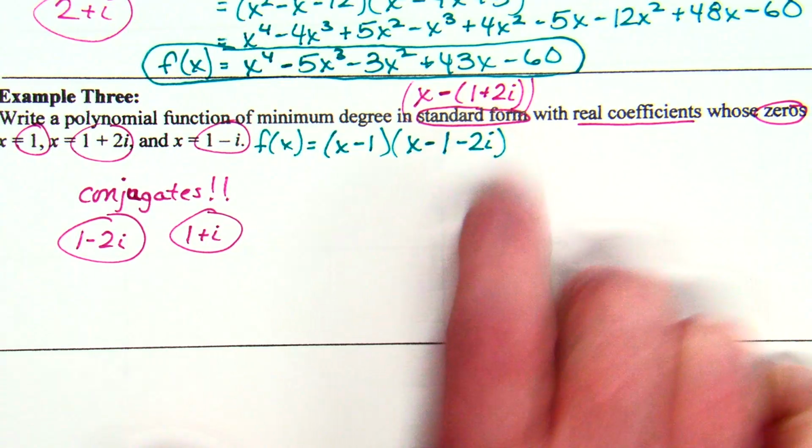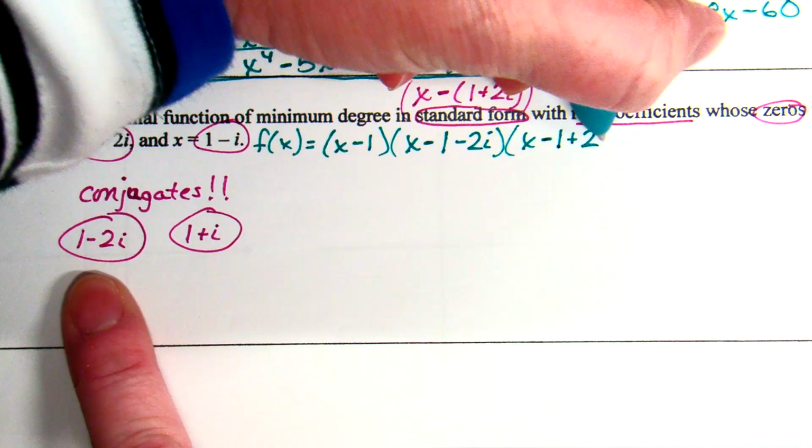What about our next one? And remember, I like to put conjugates next to each other, right? So we just did 1 plus 2i. Now 1 minus 2i. It's going to be x what? Minus 1 minus 1 plus 2i.